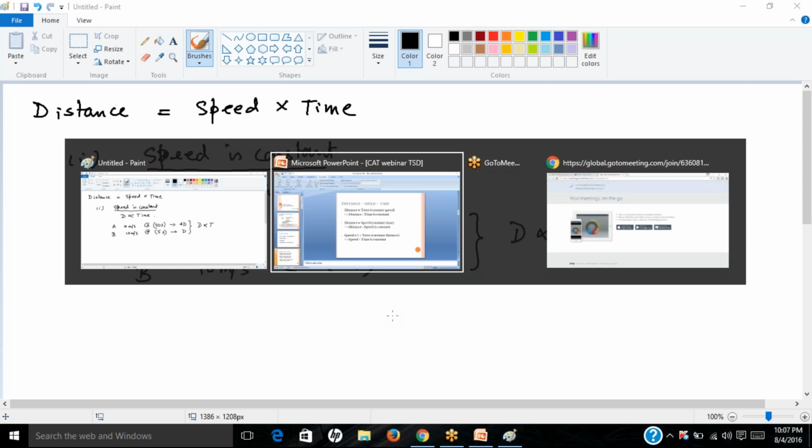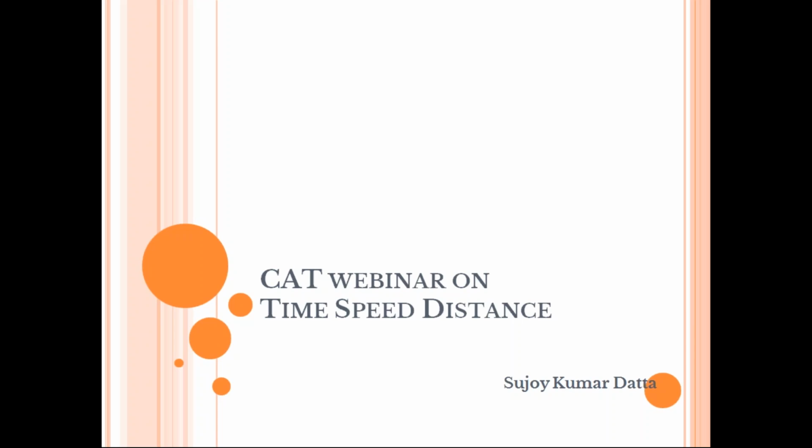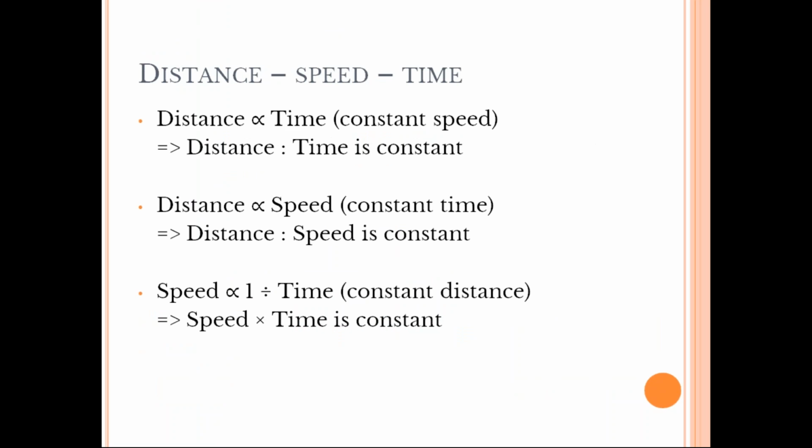In the same way, if the time of travel is constant, there's a second point here: the distance will be directly proportional to the speed. So think of two friends who have been traveling for the same time, but one travels at twice the speed, will obviously cover twice the distance. So distance is directly proportional to the speed.